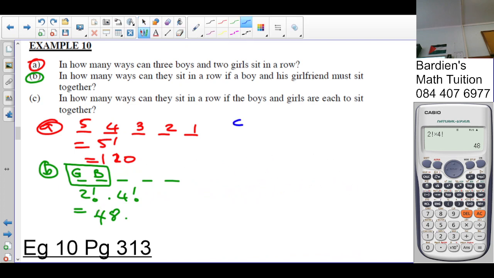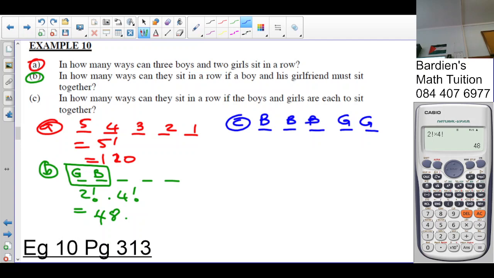Let's go with blue. C. How many ways can they sit in a row if the boys and the girls are each to sit together? The girls and the boys are each to sit together. So, we have 1, 2, 3, 4, 5. So what does that mean? That means to say I must bind all the boys. You can see here, the boys will sit together. B, B, B. And then the girls. So G, G. You all agree with that? They're together. Not so.